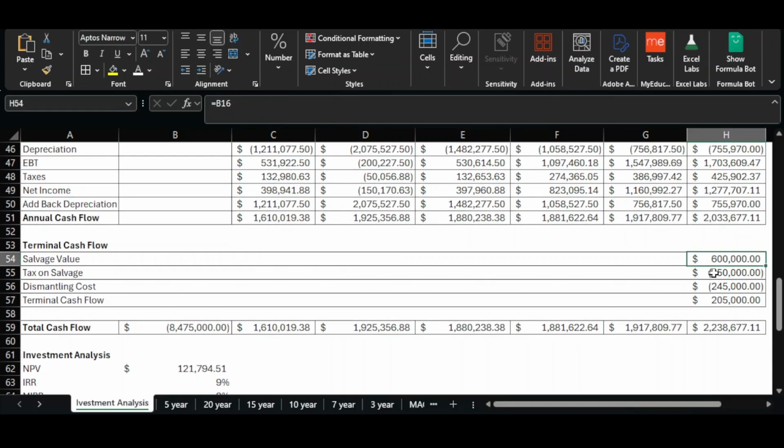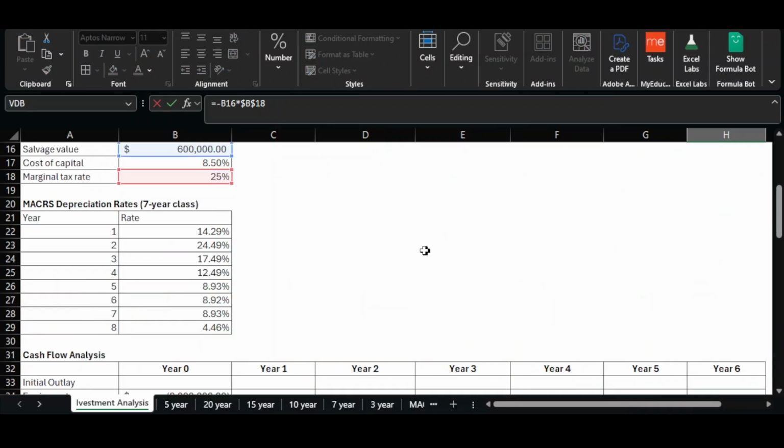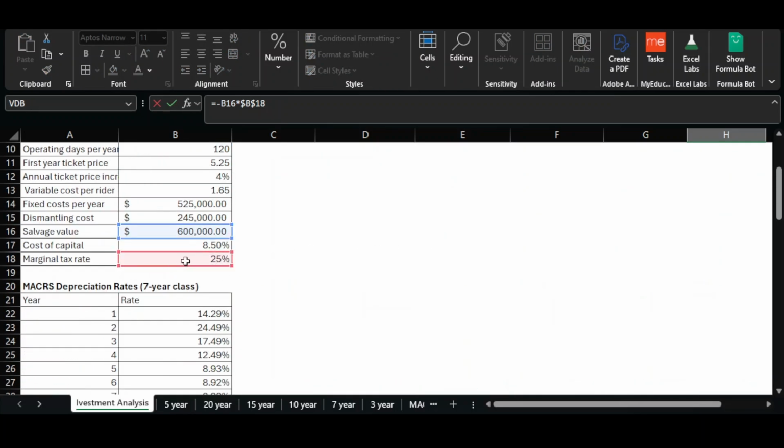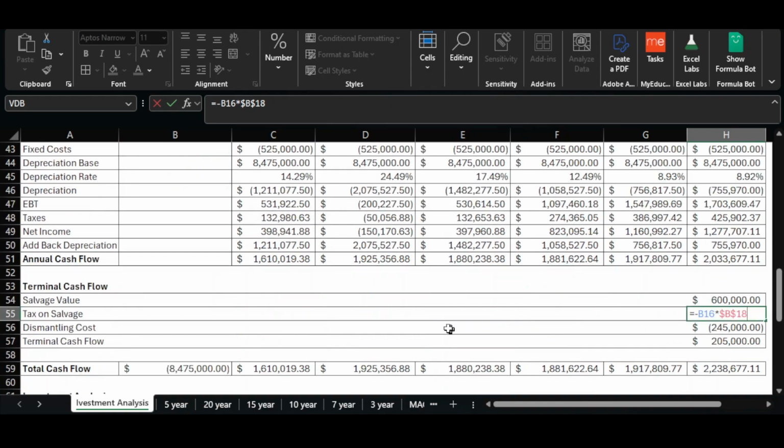And then the tax on salvage is again measured by multiplying the marginal tax rate by the thing that you earn from it, which is the salvage value, 600K. So you have to pay some taxes for earning that amount, which just happens to be 25%. That's just what is meant by tax on salvage.